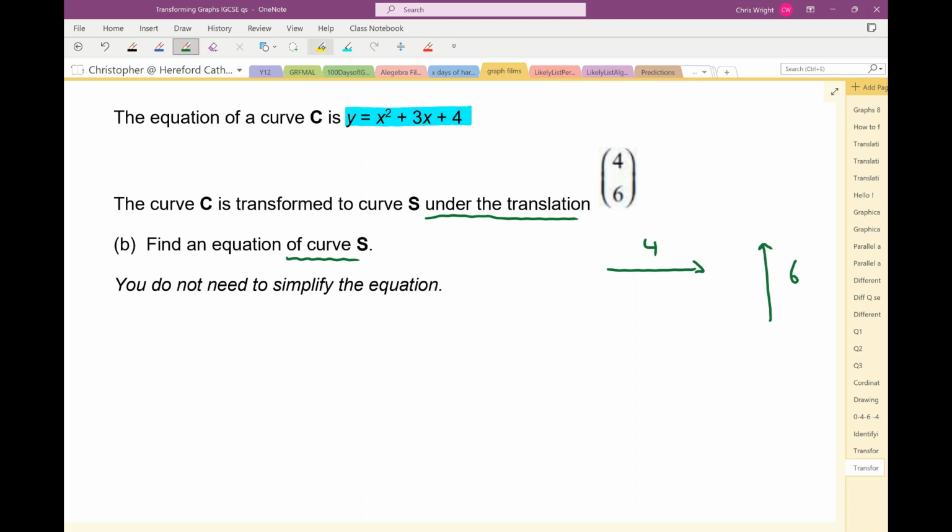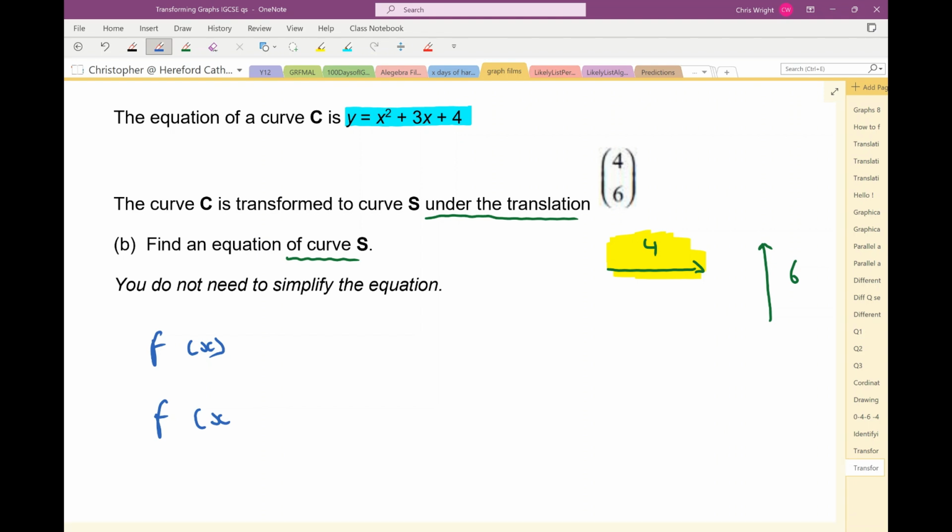Well, if the old curve has been moved 4 units to the right, that's a change in the x direction. So it's no longer going to be y equals f of x. It's now going to be y equals f of x. Now it's moved in the x direction, so the change is in the bracket.